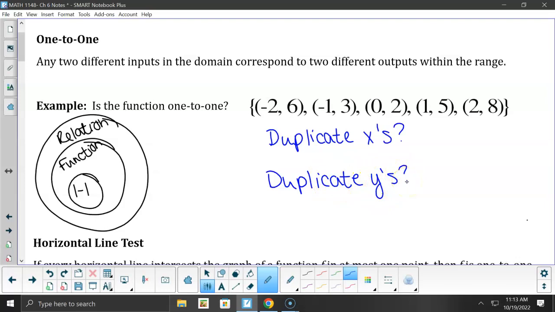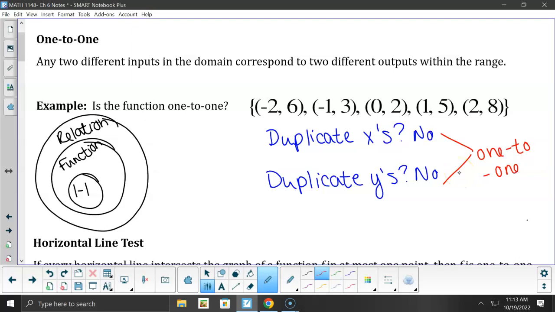All right, if both of those, I lost my mic. If both of those end up being no, like there are no duplicate x's, there are no duplicate y's, then it is definitely one-to-one. I clicked red, you stupid thing. Give me red. Easy peasy lemon squeezy.